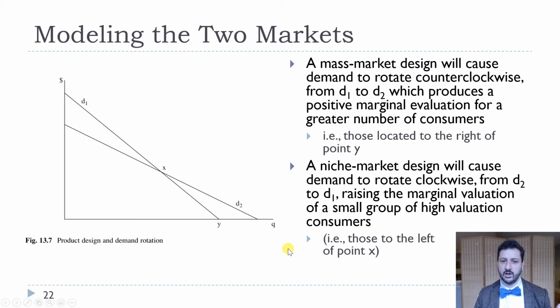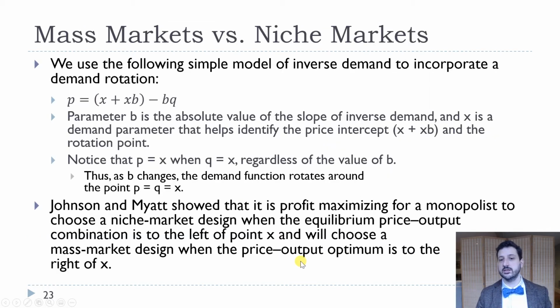So if we can get a model that rotates our demand curve around this point X, that would be nice, and we can. And so basically what we have is P equals X plus XB minus BQ. And so this X plus XB is the new piece in our demand curve. And you can note that when P equals X, Q equals X, right? Regardless of the value of B, because then the XB and the BQ just go away. So as B changes, we rotate around that point X.